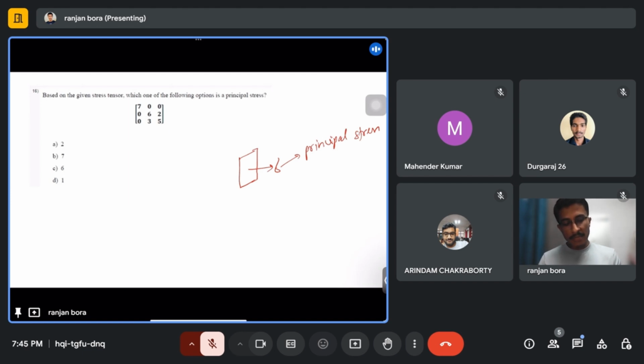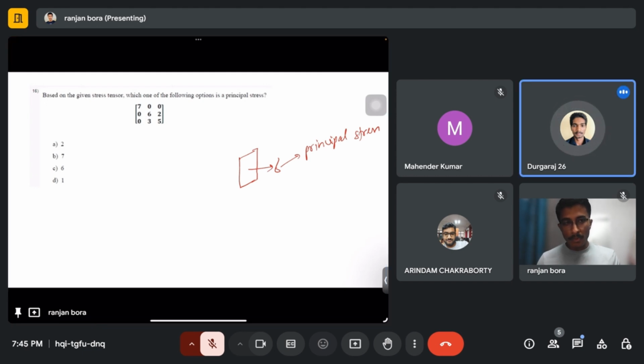So is it clear? The definition means if in any plane there is only normal stress acting on the plane and there are no shear stress components acting on that particular plane, then that normal stress is known as the principal stress. Okay, so the answer is B.